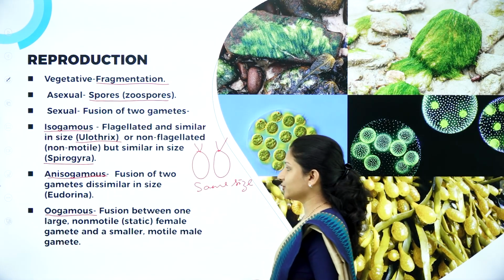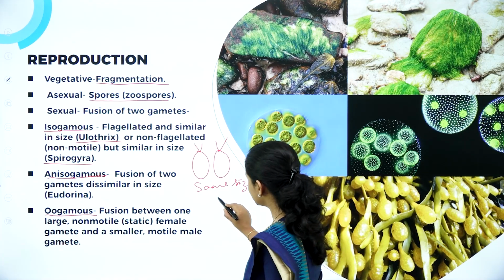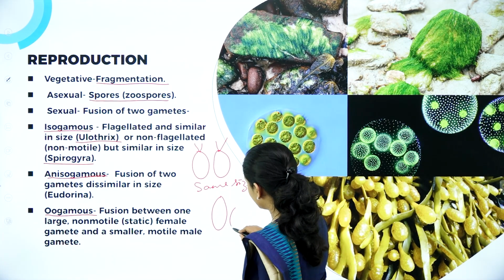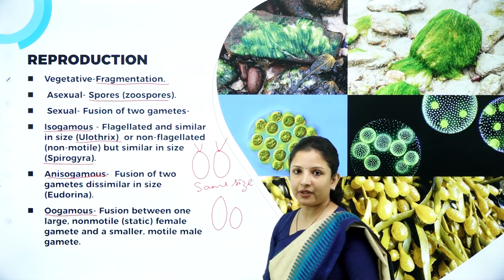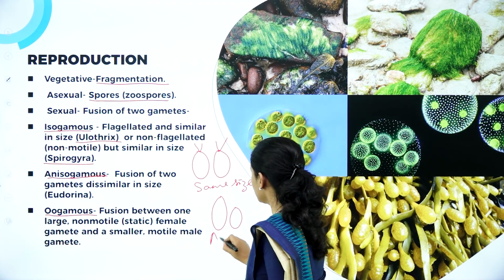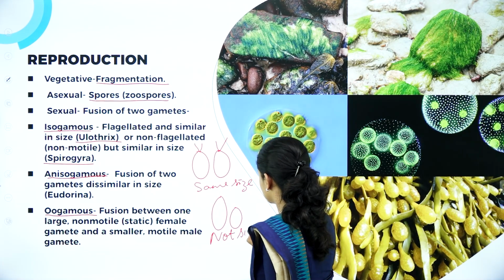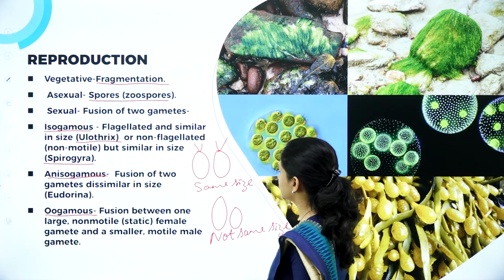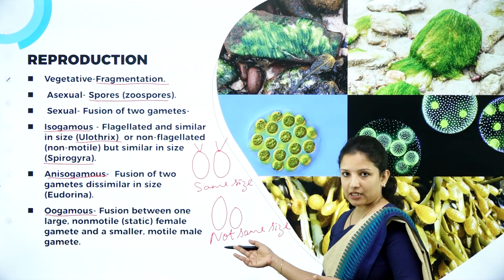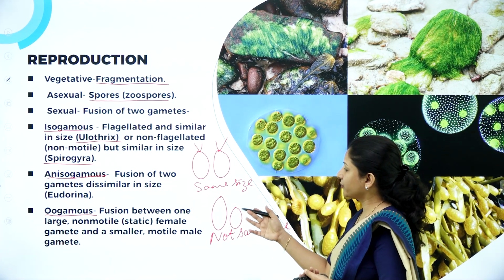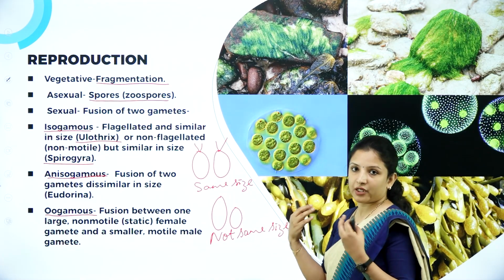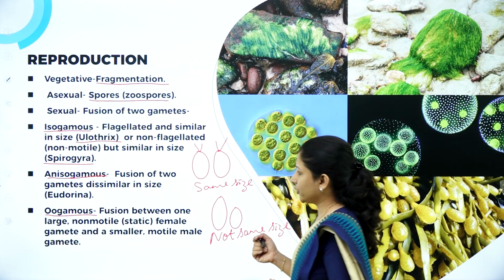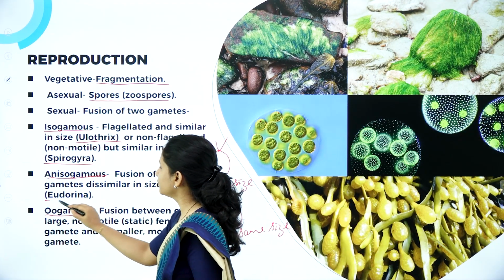Next is anisogamous. So anisogamous means here the fusion of gametes will be between two dissimilar sizes. Here also they are not of the same size, two dissimilar sizes. So one can be larger and one can be smaller, or both can have flagella or both may not have flagella. That is, both can be motile or both can be non-motile. So the best example here is Eudorina.